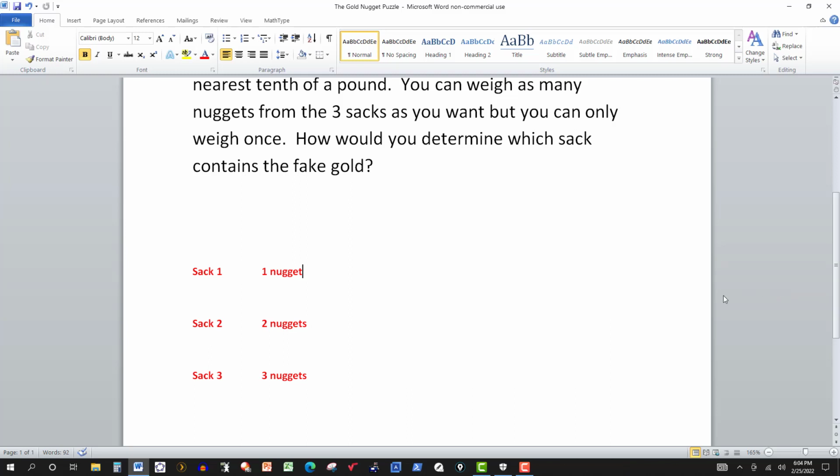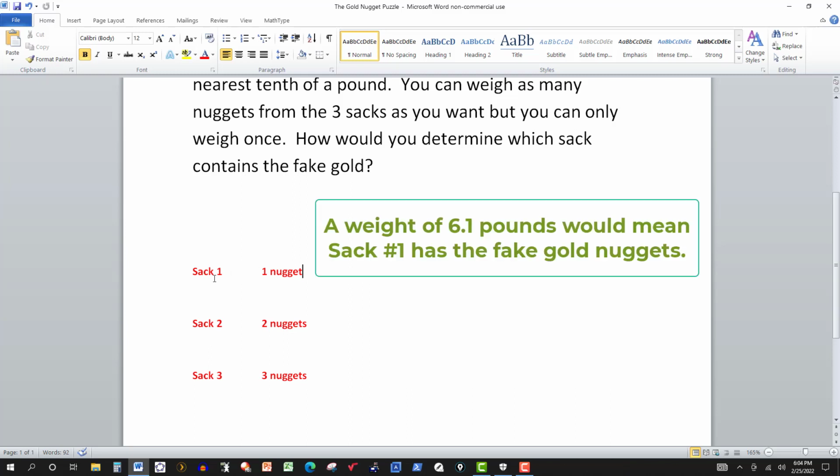If you were to have all three sacks with real gold, each nugget would weigh a pound, so the weight of these six would be exactly 6 pounds. But if you put them on the scale and you got 6.1 pounds, because you took only one nugget from the first bag, that means that bag contains a nugget that weighs 1.1 pounds, which would tell you that sack number one has the fake gold.